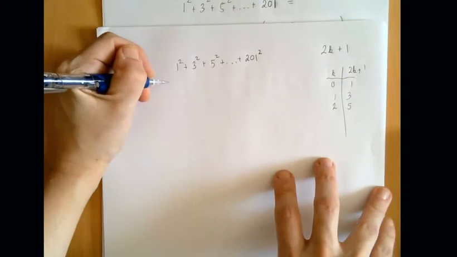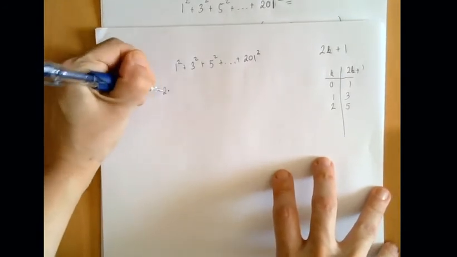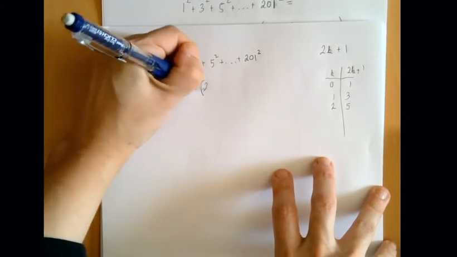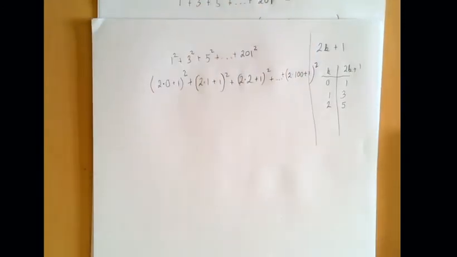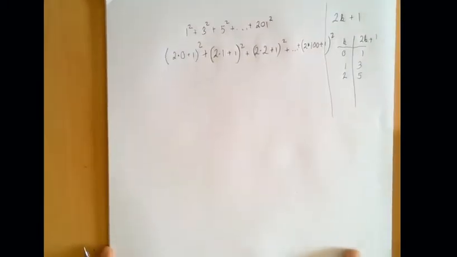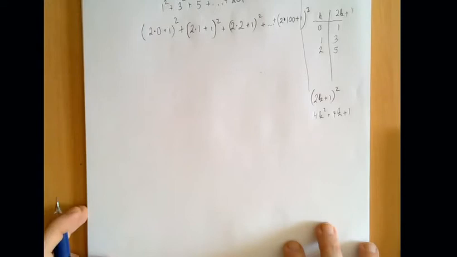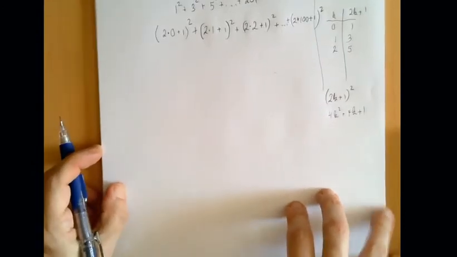We're going to think of 1 as 2 times 0 plus 1. We're going to think of 3 as 2 times 1 plus 1. We're going to think of 5 as 2 times 2 plus 1. And 201 as 2 times 100 plus 1. Now if we take 2k plus 1 and we square it, we get 4k squared plus 4k plus 1. And so we're going to do that to every single piece.